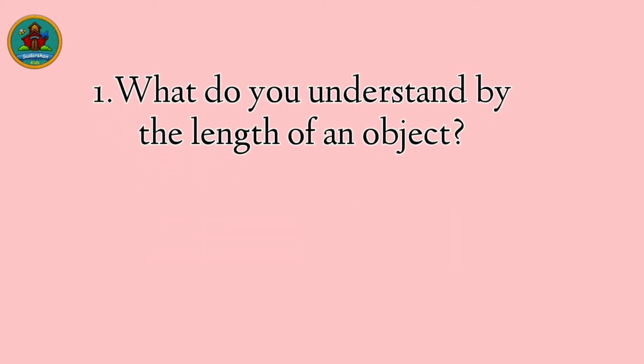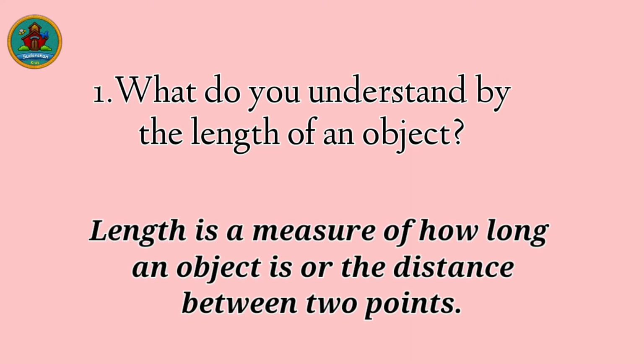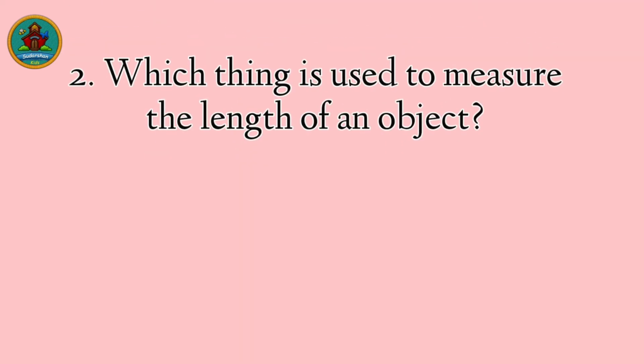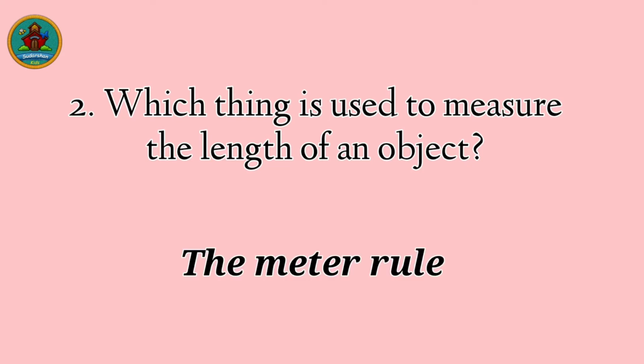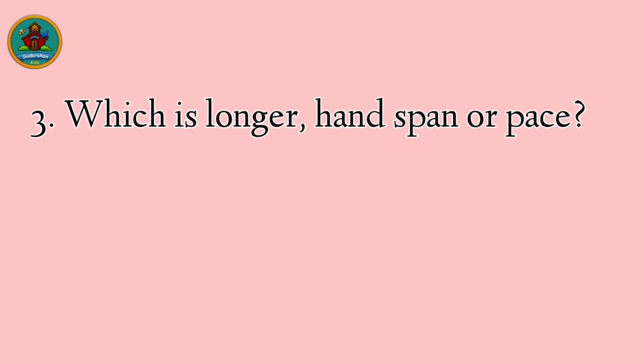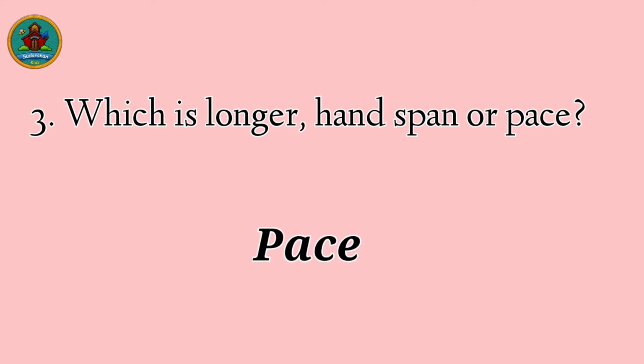What do you understand by the length of an object? Length is a measure of how long an object is or the distance between two points. Which thing is used to measure the length of an object? The meter rule. Which is longer, handspan or pace? Pace.